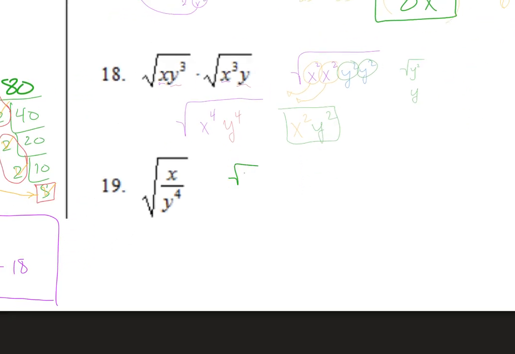19, we'll have the square root of x on top. We'll have the square root of y to the fourth on bottom. If you see it, then what you could have done immediately is just have written y squared, and you would be done. Leaving the square root of x on top is perfectly fine.